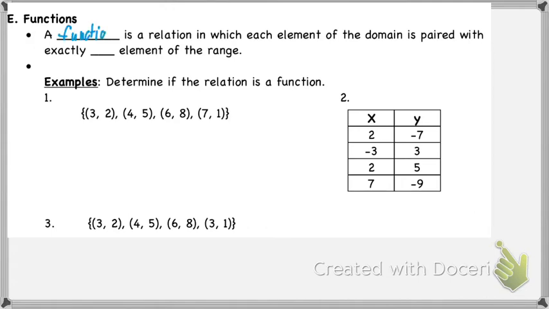A function is a special type of relation, okay? So just like how maybe a special type of a rectangle could be a square. All squares are rectangles, right? But are all rectangles squares? No, okay? You guys are all in what grade?